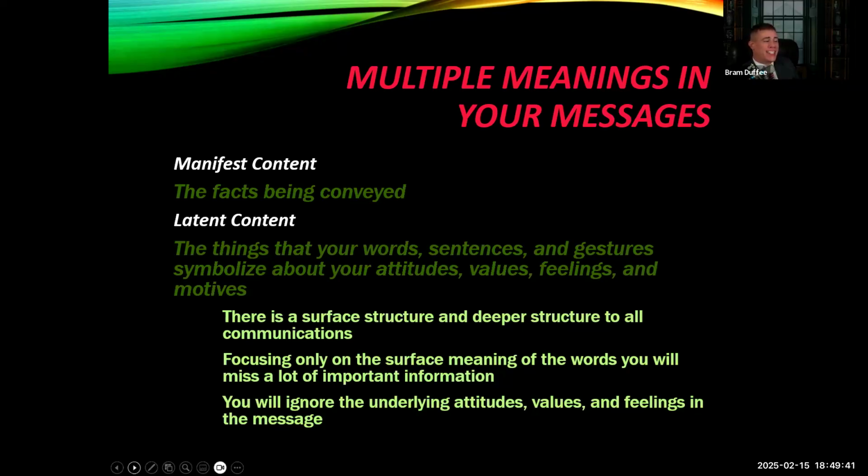So if you only pay attention to the literal words, you'll miss what is truly being communicated. So, why is that distinction important? Well, it's because every message has both a surface structure, right, which is this manifest content, and also has this deeper structure, which is what we're calling the latent content. And if you focus only on the surface and ignore the symbolic, emotional layer, then you risk missing the vital information about what's going on. Like, what are they trying to send to you?